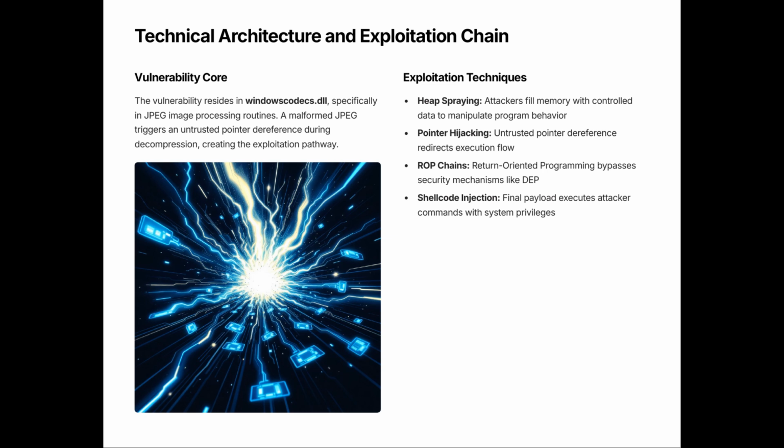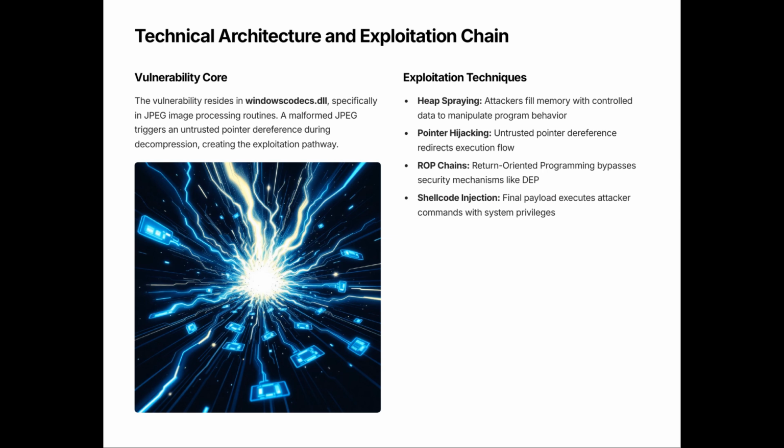Let's look at the exploitation techniques used by attackers. First, we have heap spraying. This technique involves attackers filling memory with controlled data, which then allows them to manipulate the behavior of the program. Next, we have pointer hijacking. This untrusted pointer dereference redirects the execution flow, giving the attackers an unfair advantage. We also witness the use of ROP chains or return-oriented programming.